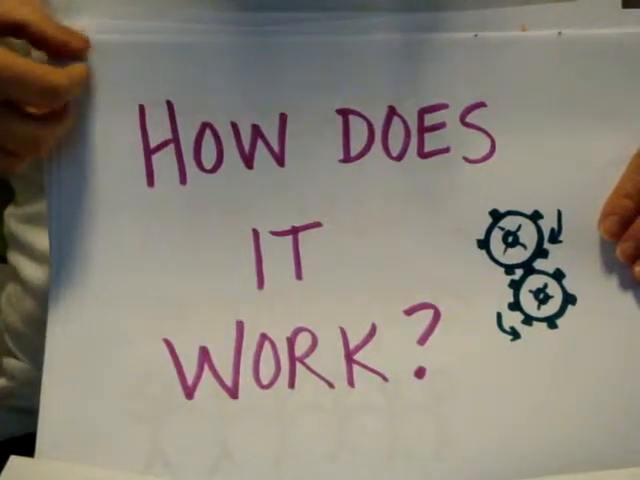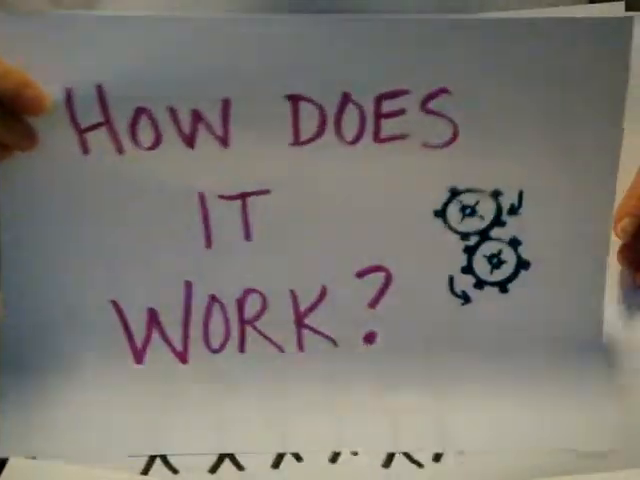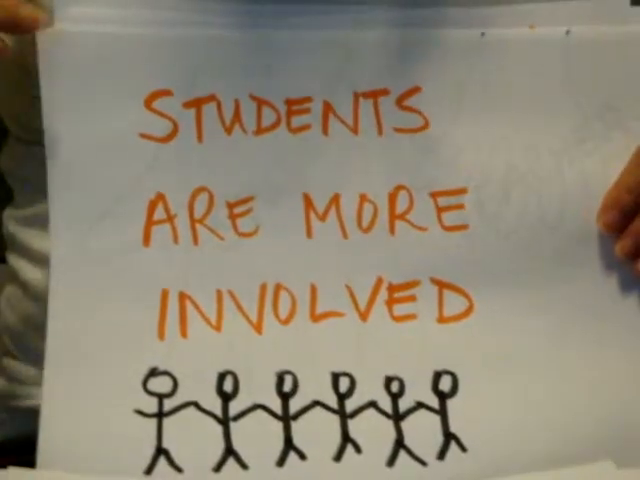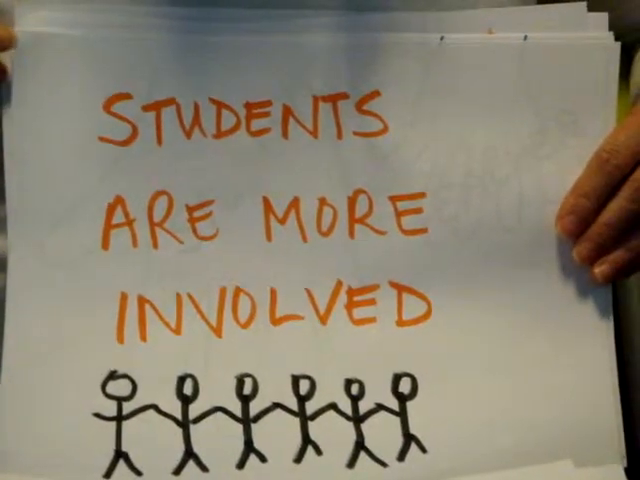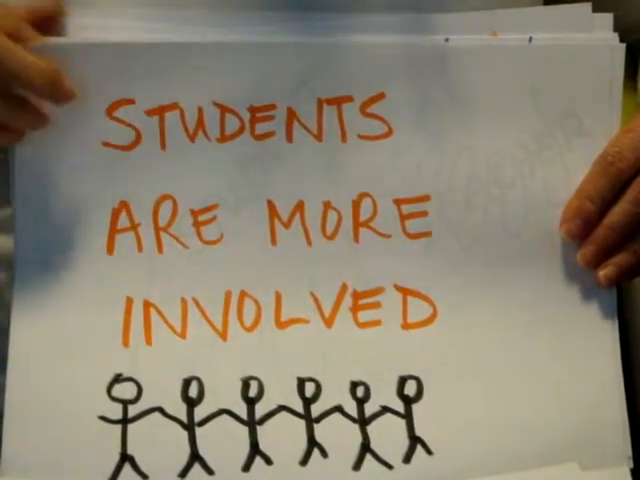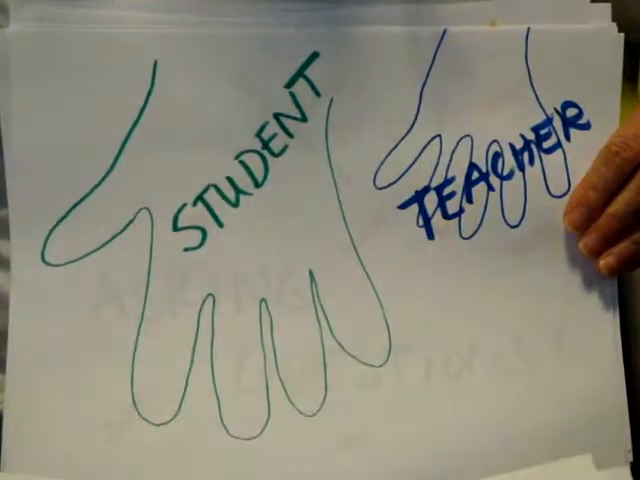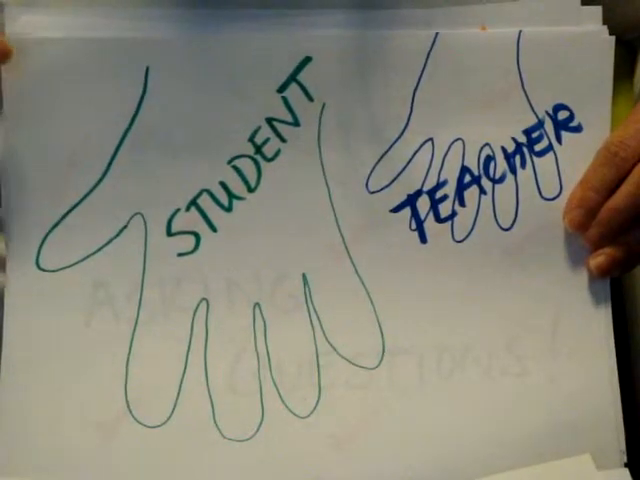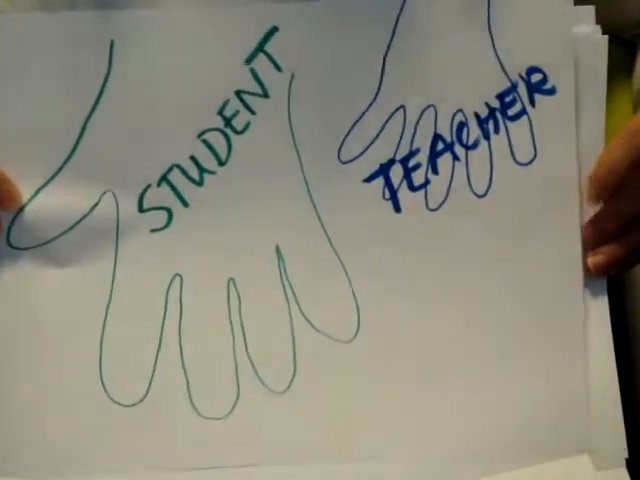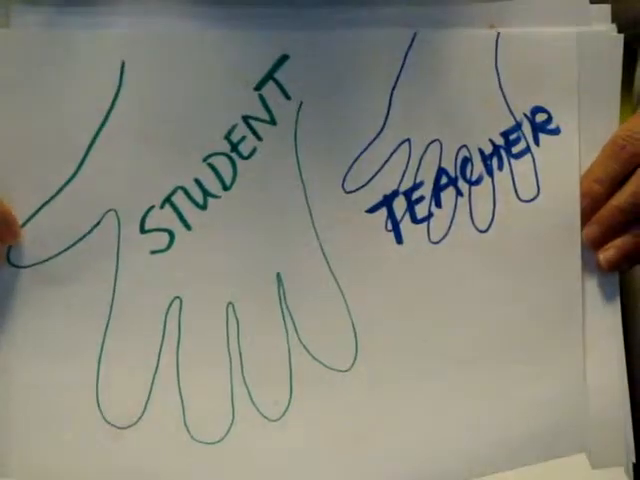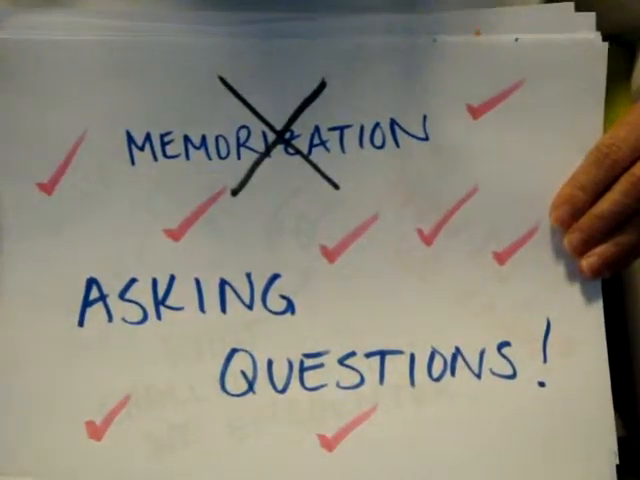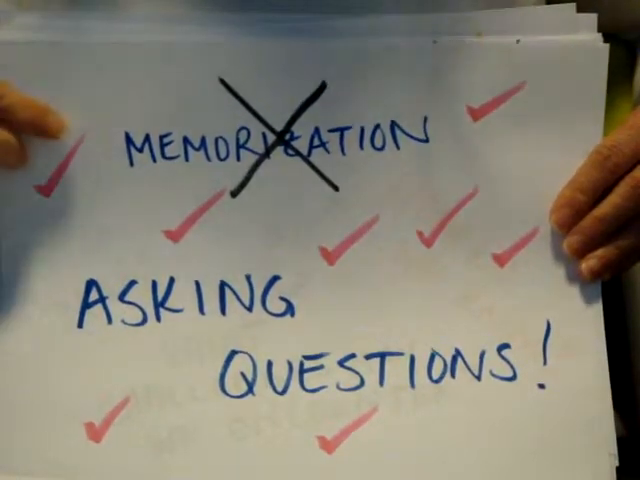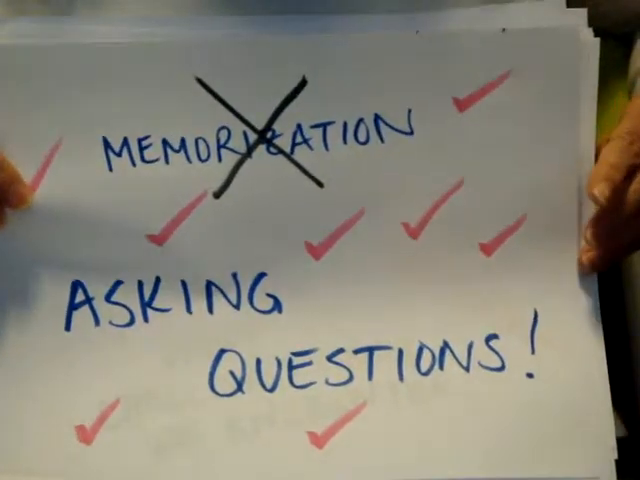So, how does inquiry learning work? Well, the students are more involved. It's not just answering questions from a textbook, it's finding solutions to problems. The student has a bigger hand in the learning process than the teacher. The teacher really is a bystander, a coach, and a guide to help students solve the problems that they have come up with. No longer is it memorization of facts, but it is asking questions.